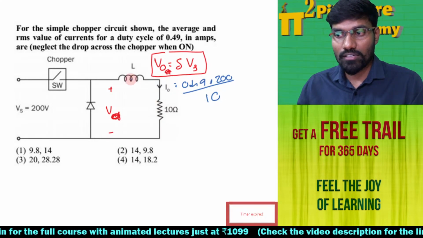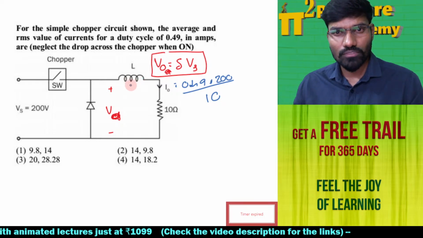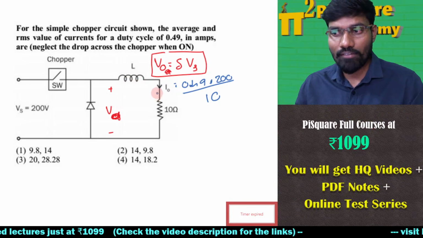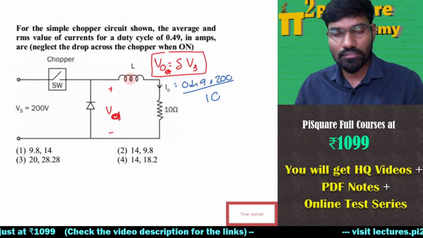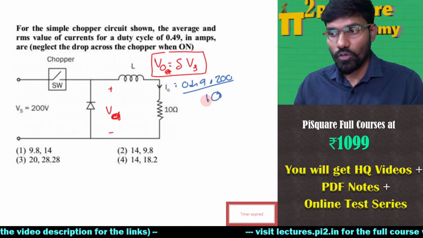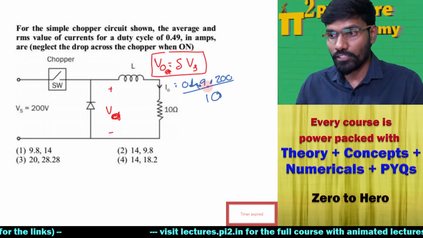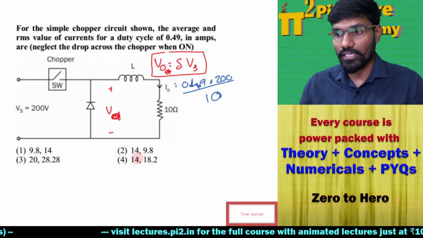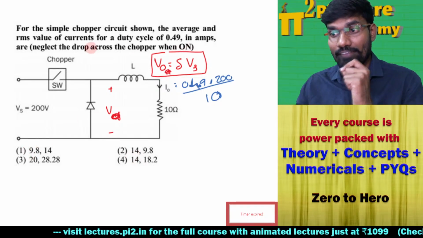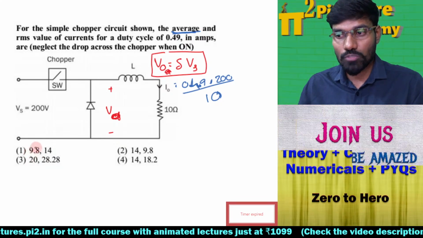Now you may ask, sir, we have inductors also. The average voltage across an inductor is 0. The entire average is across the resistor only. That's why I'm not including the inductor, because the average value is 0 there. Once you solve 0.49 into 200 divided by 10, you will get 9.8 as the average current.